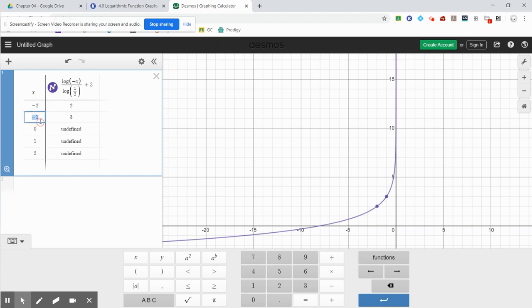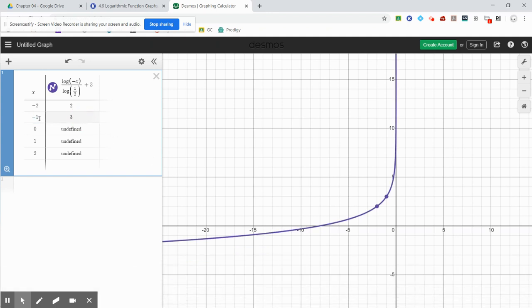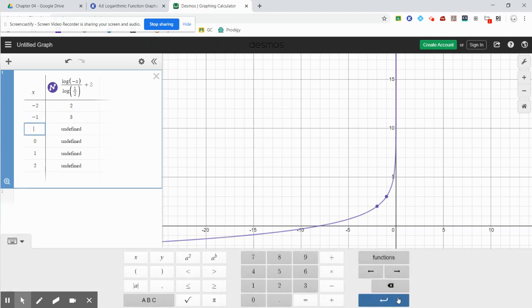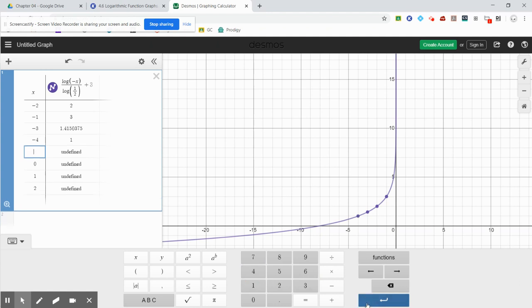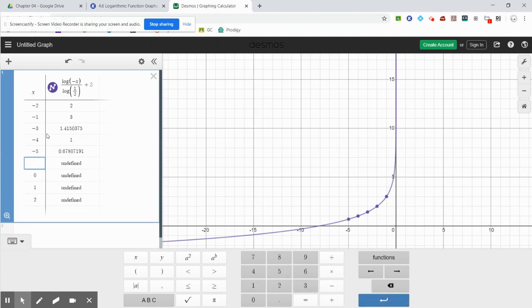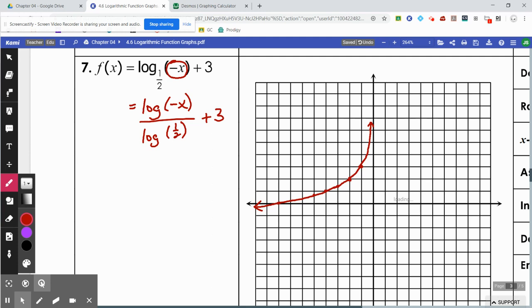If you want to come down here, hit enter, and you can plug in a -3, enter, whoops, let me delete that, hit enter. You can plug in a -4, hit enter, plug in a -5, hit enter. You can plug in any values you want to, and then just transfer these straight to your graph. And that's what I've done here.